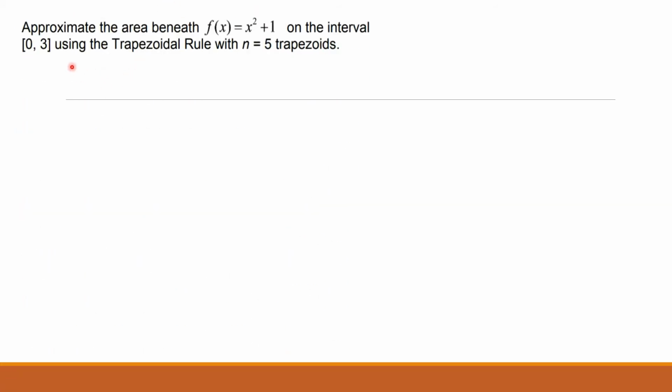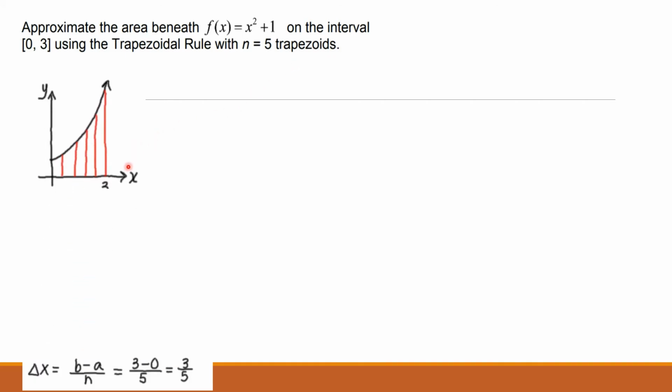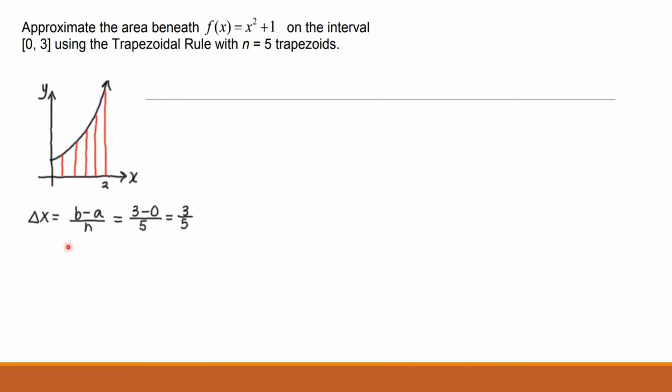Another example: approximate the area beneath f of x equals x squared plus 1 on the interval 0 and 3 using the trapezoidal rule with n equals 5 trapezoids. So here's the drawing. Again, we need to find our delta x, which is b minus a over n, equals 3 minus 0 over 5, which is 3 over 5.